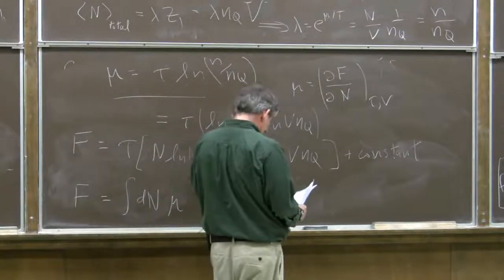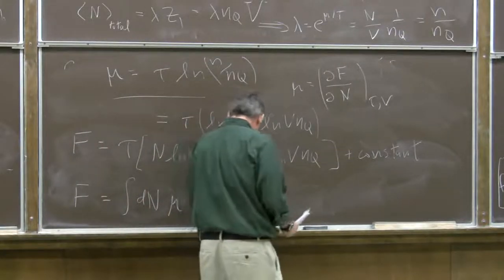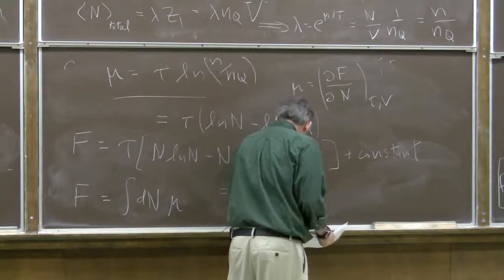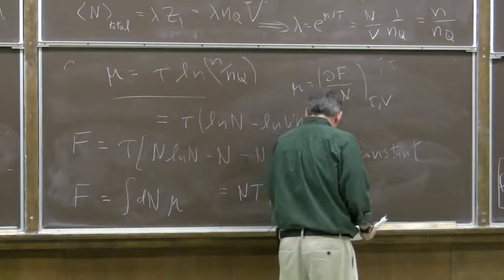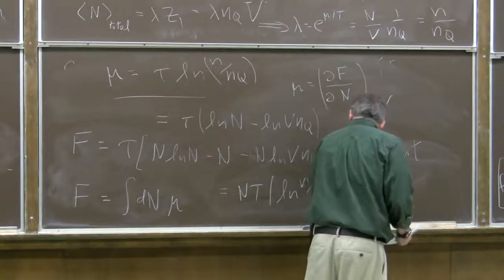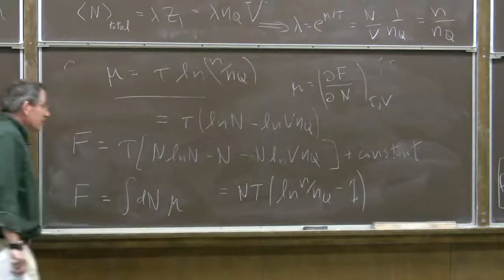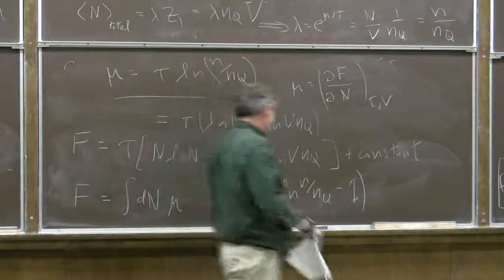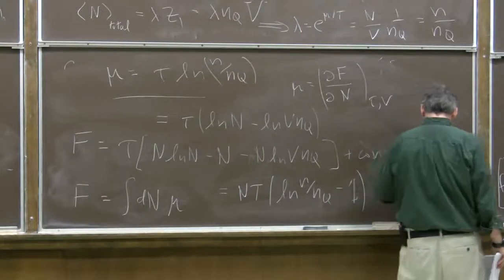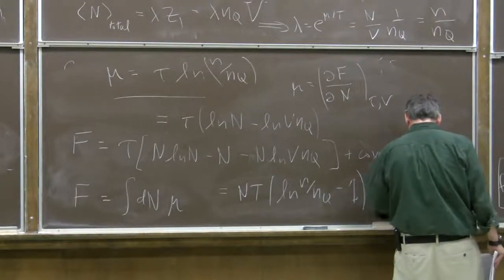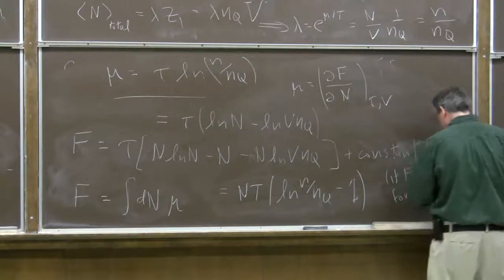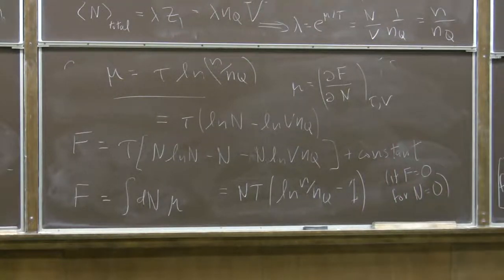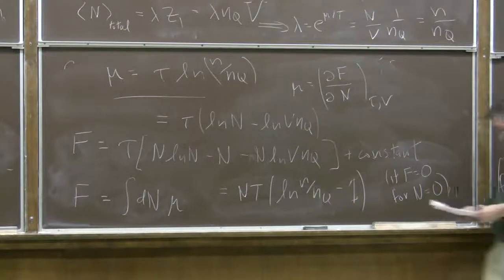And then if I put the factors together again, I can write this as n times temperature times log of concentration divided by quantum concentration minus 1. And I can drop the constant if we define the free energy. There's some zero of free energy which I can shift, but if I say the free energy is 0 when the number of particles is 0, then I can choose the constant to be 0. And that agrees with the formula we had before. Okay.